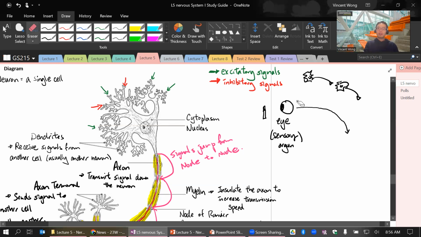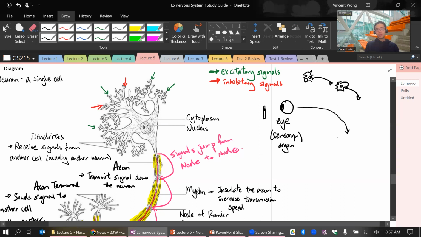But what about the very first neuron here? That very first neuron gets the first-hand information, right? It didn't get the information from another neuron. It got it directly from the sensory organ, right? So that's what I mean. The dendrites usually will be receiving information from another neuron because it's part of a long chain. But if you are the very first neuron in this whole pathway, then you'll be receiving it not from another neuron, but directly from the sensory organ. Does that make sense?